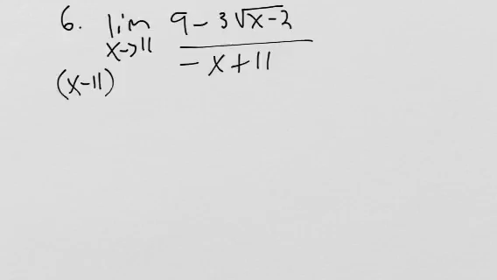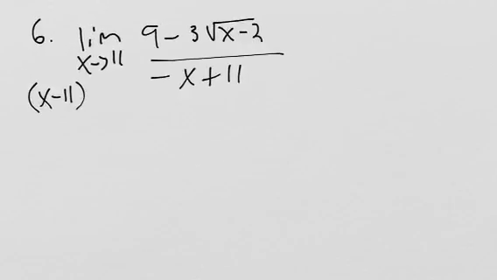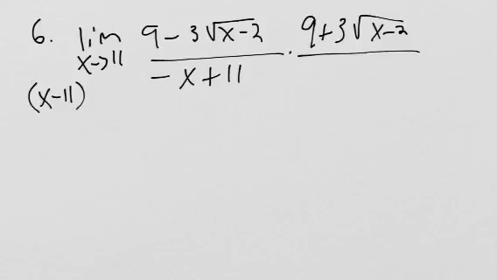On the bottom, we see it pretty easily. We just have to factor out the negative, rip off the negative mustache to find x minus 11 hiding. But on top, it's a little bit harder to see what's going on because there's a square root sign. So we want to get rid of that square root sign. And the only way to do that is to multiply by the conjugate, 9 plus 3 root x minus 2, over 9 plus 3 root x minus 2.